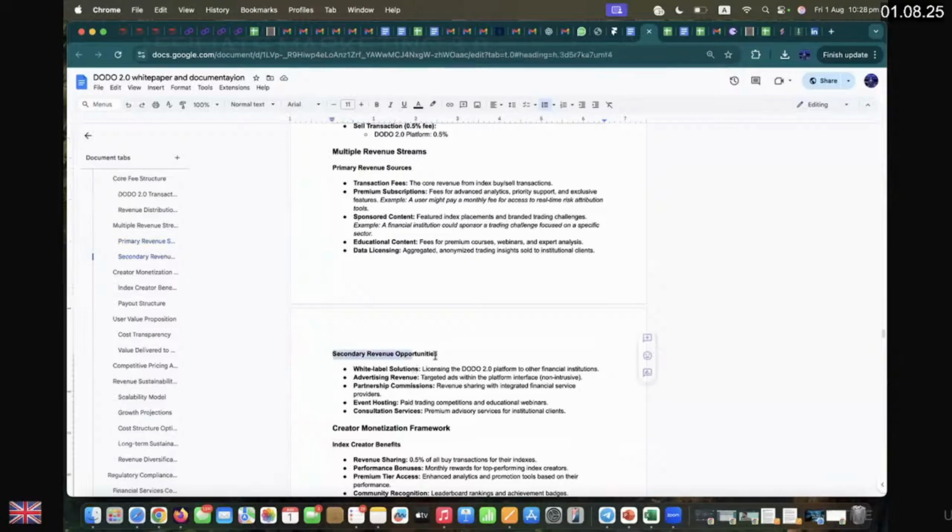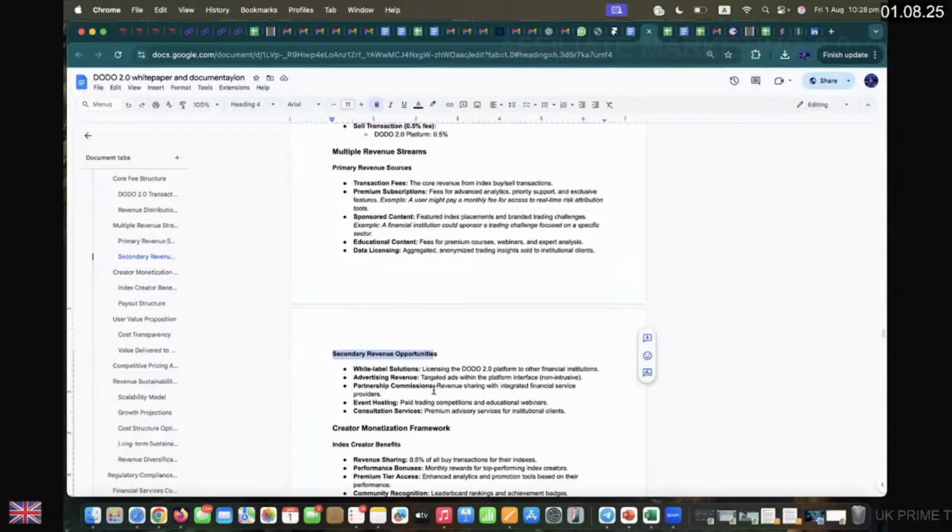Secondary revenue opportunities: we will offer white label solutions in the market. We will have advertising revenue from various tokens, various platforms. We will advertise on our platform, in our forums, in our workshops, and we will make revenue over this. Then we will make partnership commissions. It will be revenue sharing with integrated financial service providers. With different other providers, we will share revenue if we collaborate, if we do some brand collaboration.